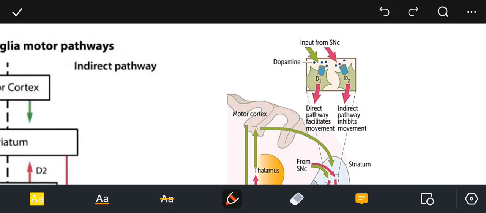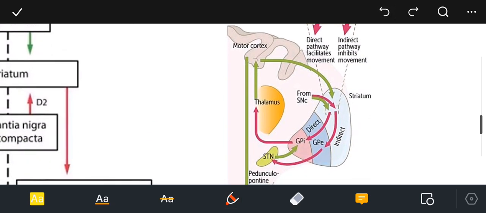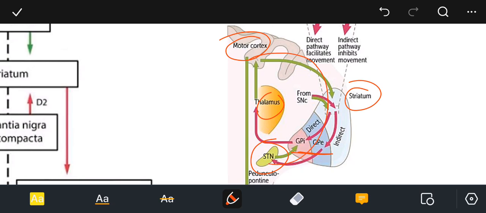Now let's move forward. The second thing that you need to remember right now, just forget totally about this pathway. Just don't even consider it because we'll come to that later on. Because right now, just think about motor cortex, striatum, globus pallidus interna and externa, subthalamic nucleus, thalamus, and we will revolve around these things. We will not consider the substantia nigra pars compacta in this picture.